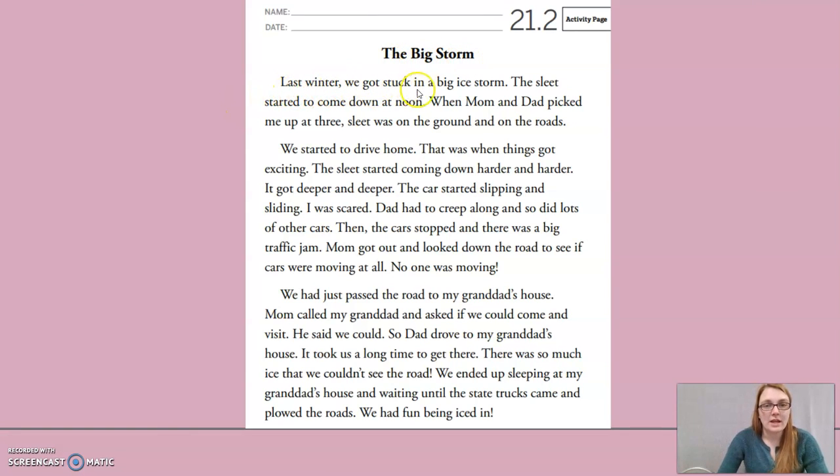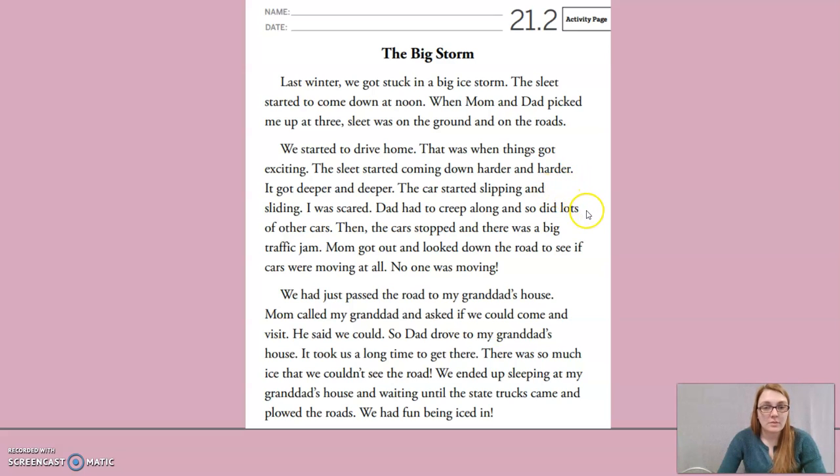Last winter, we got stuck in a big ice storm. The sleet started to come down at noon. When Mom and Dad picked me up at 3, sleet was on the ground and on the roads. We started to drive home. That was when things got exciting. The sleet started coming down harder and harder. It got deeper and deeper.